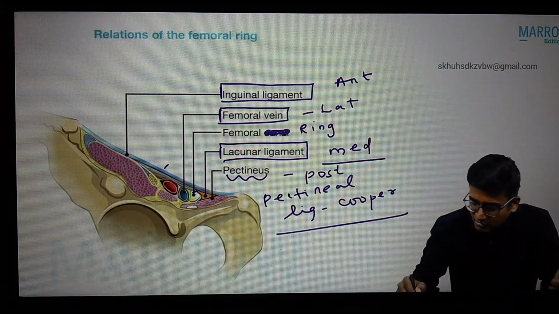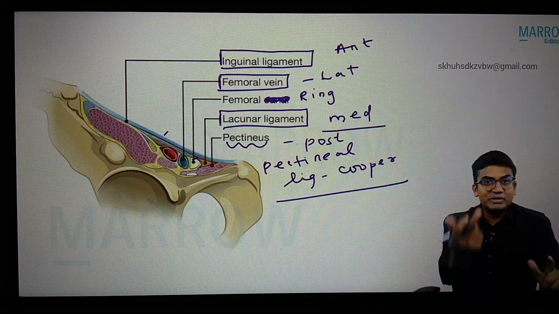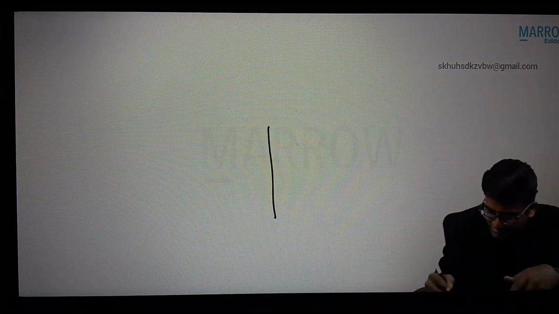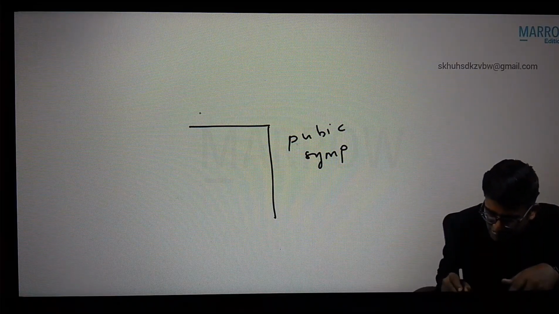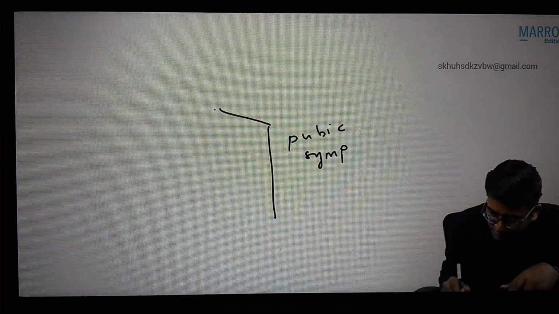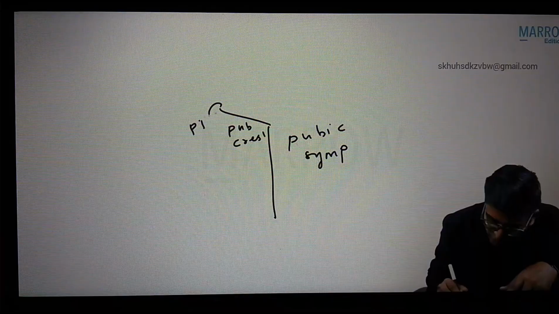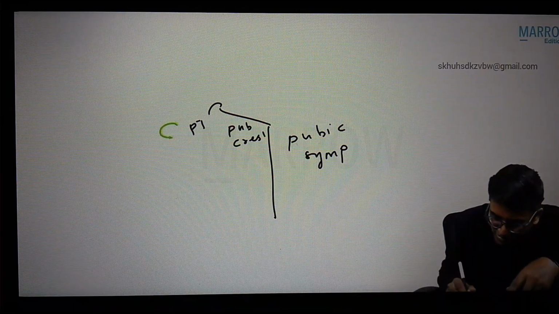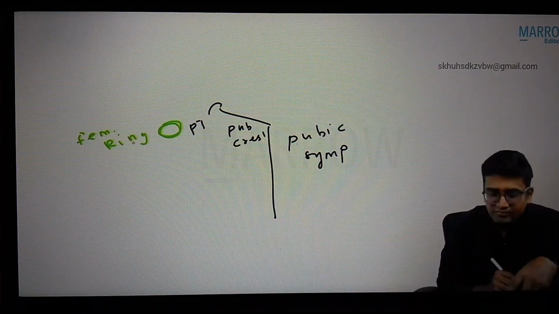Okay? Right. Now, one more point is, what is the relation of the femoral ring to the pubic tubercle? Now, again, we're going to draw one small line diagram. Now, this is our pubic symphysis. Okay. And then this is the pubic tubercle and the pubic crest. This is the pubic crest and this is the pubic tubercle. The femoral ring is present below and lateral to the pubic tubercle. That is our femoral ring.